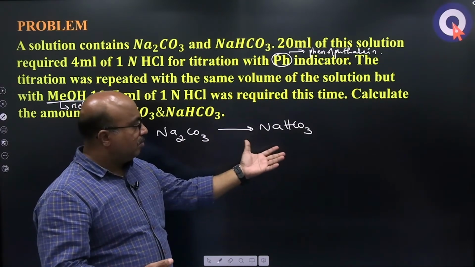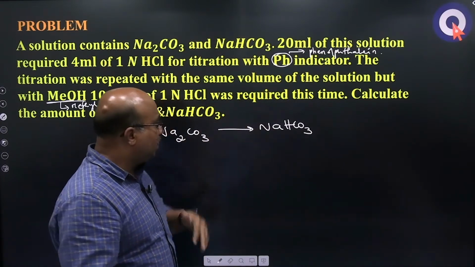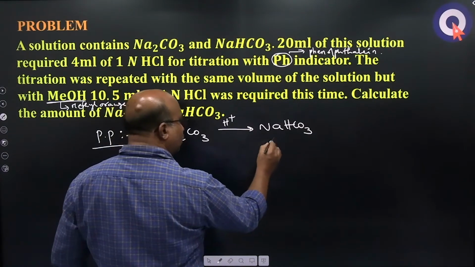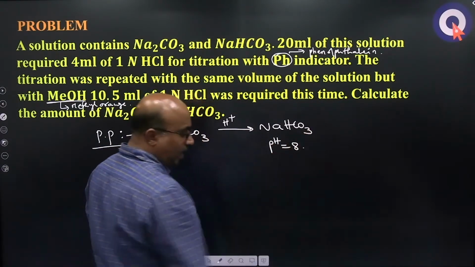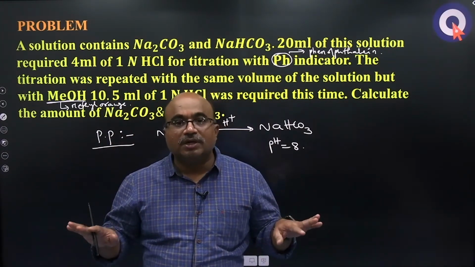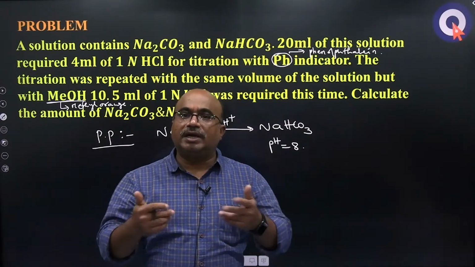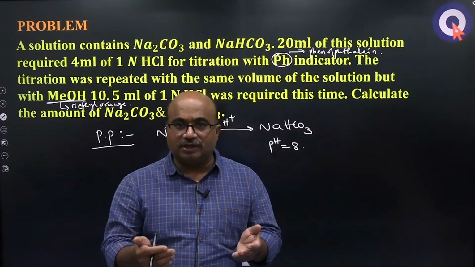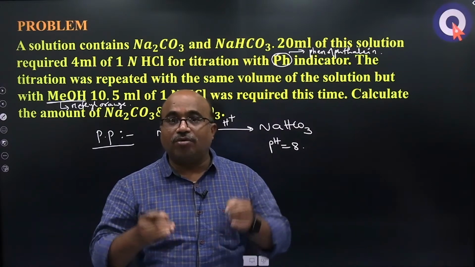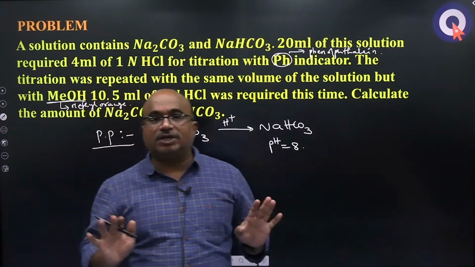This is also basic, but when the solution is converted from here to here by neutralization of H plus, the pH of this solution becomes around 8 or 8.3. Then the color change is complete, means phenolphthalein completely becomes colorless. After that, when you add acid, sodium bicarbonate gets neutralized. But where we have to stop the titration, we don't know. Means where we should end the titration, we don't know.